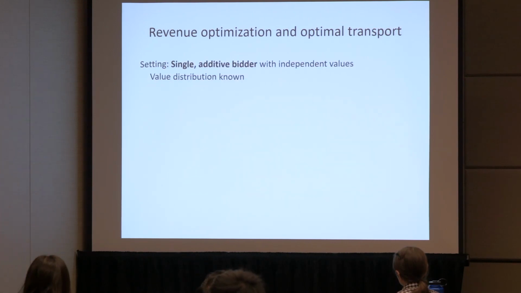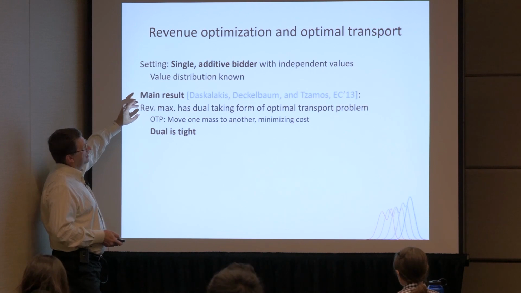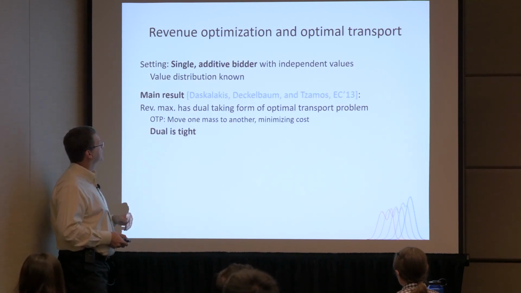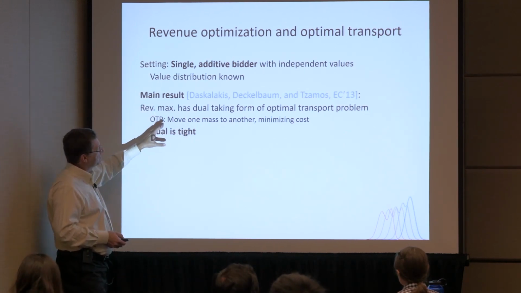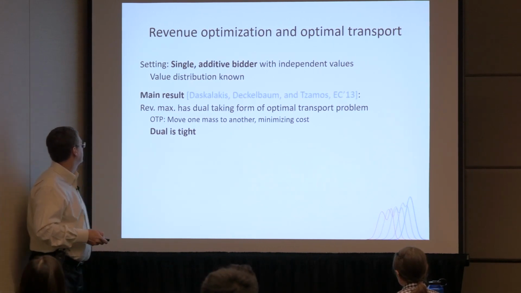Okay, another idea, optimal transport. The setting here is again fairly simple compared to what we talked about before. Have a single additive bidder. Single means, of course, that there's one bidder. Additive means that the valuation for the bundle is the sum of the prices of the items in the bundle. Main result, revenue maximization has a dual in optimal transport. And what's that? It's about moving mass from one distribution to another, and the dual is tight.